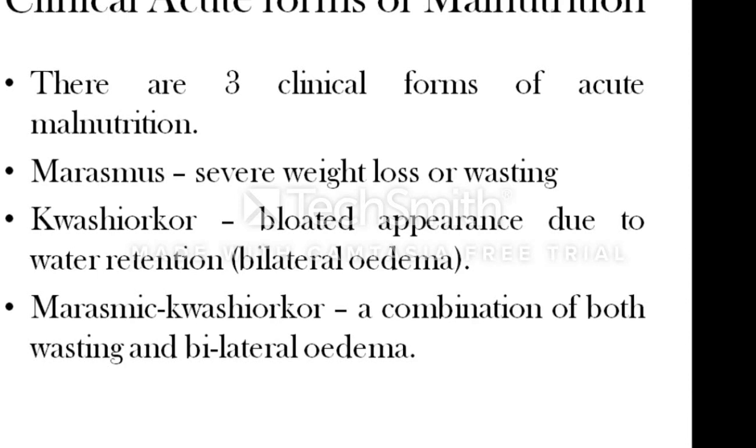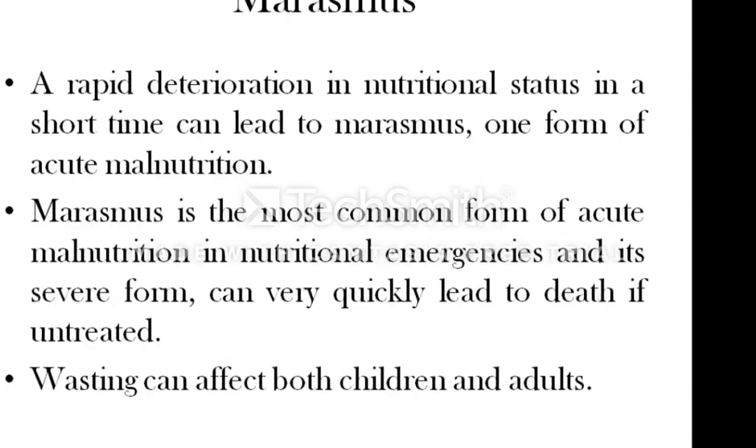They may even be heavier for their weight or their height or their age, but they will have poor protein in circulation. Marasmus is a rapid deterioration in nutritional status in a short period of time. This is an acute form of malnutrition. It is the most common form of acute malnutrition, causing nutritional emergencies, and its severe form can very quickly lead to death if not treated.